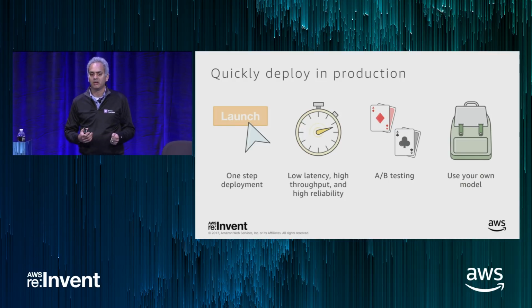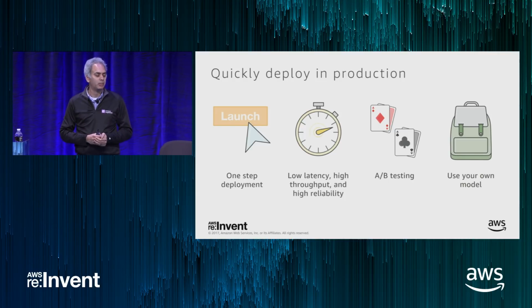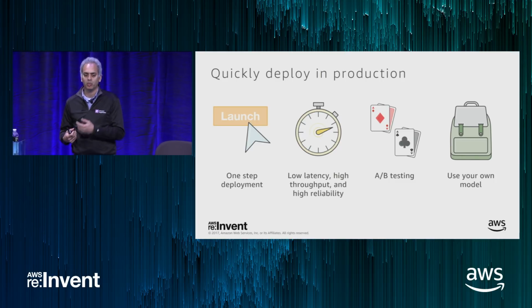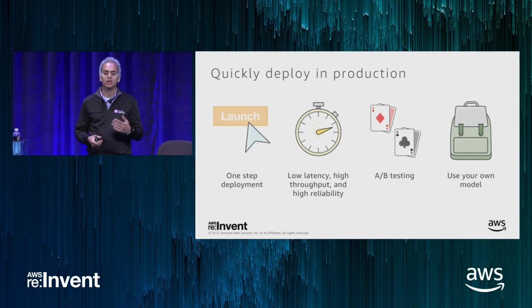One of the very common things that people do with machine learning models is they say, well, that worked well on historical data, but what happens when I put it into production? Is it going to work the same way?